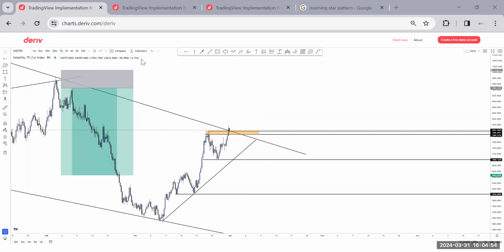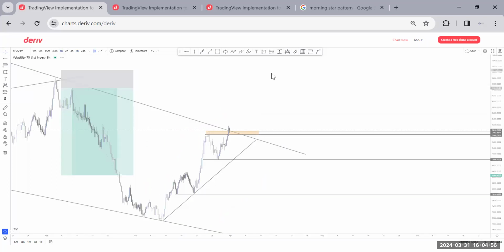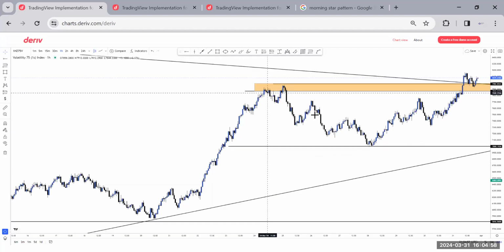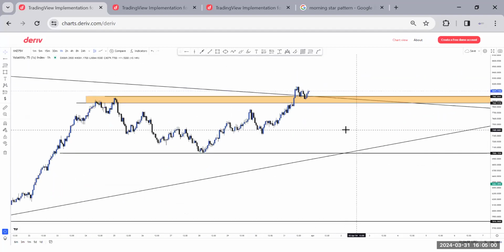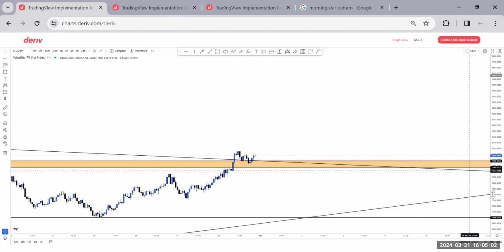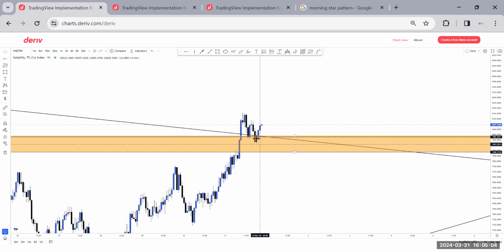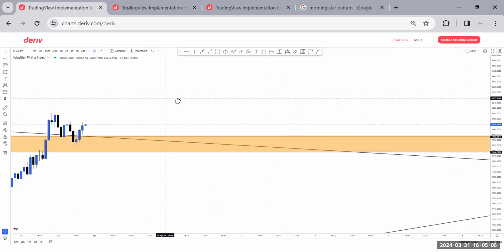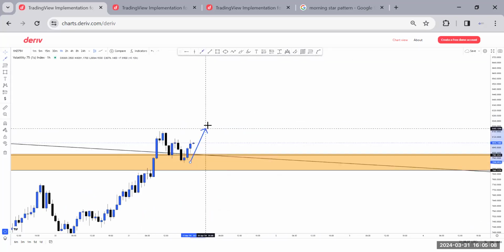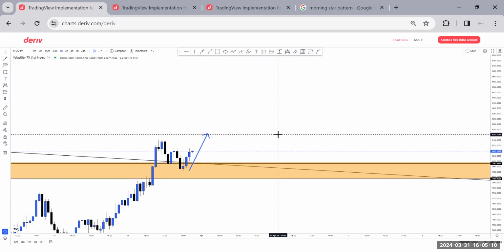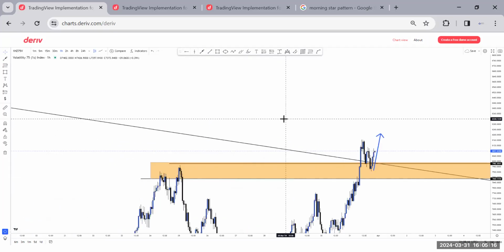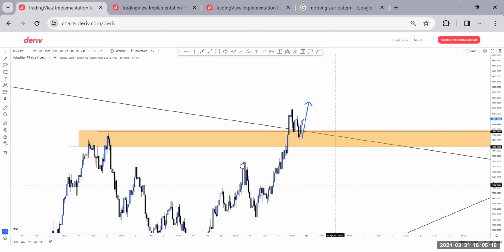Let me see the 1 hour. Okay, on the 1 hour, the retest is going on. It came into the area and now it's moving out. So this asset is also buying.